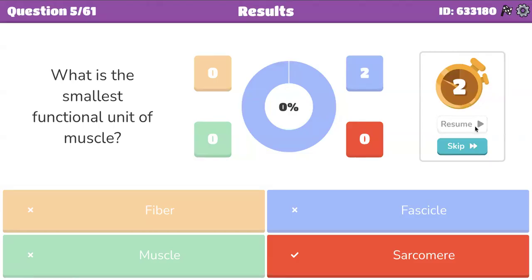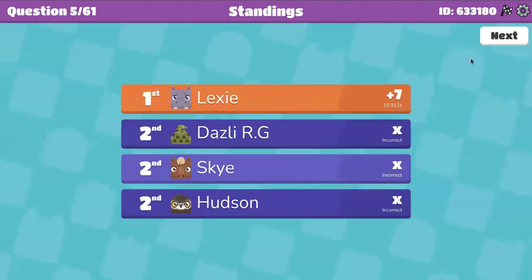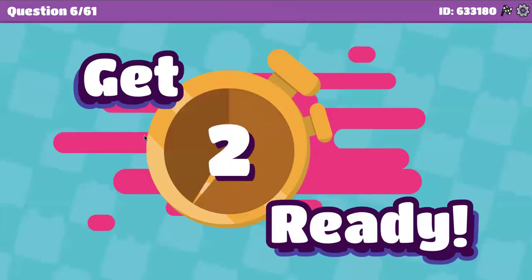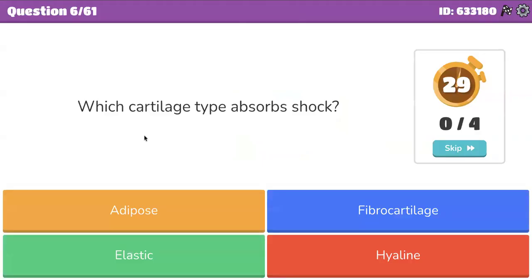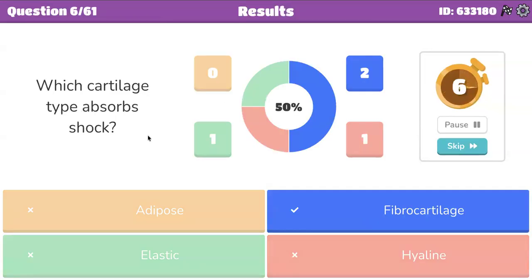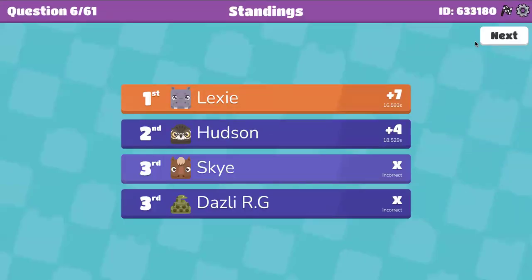Okay. Let's resume. Which cartilage type absorbs shock? Is it adipose, fibrocartilage, hyaline, or elastic? You could think about how the structure looks. Maybe that could help you remember which one absorbs shock. Fibrocartilage.